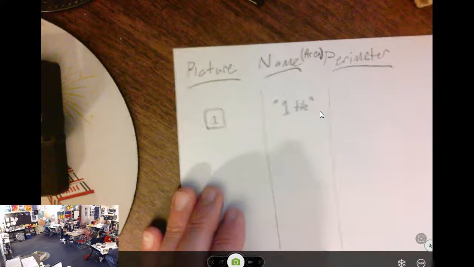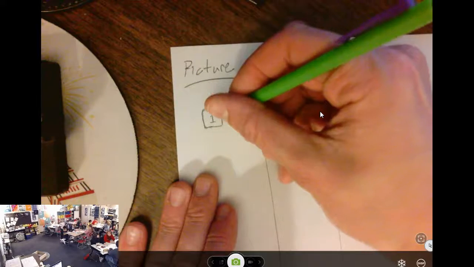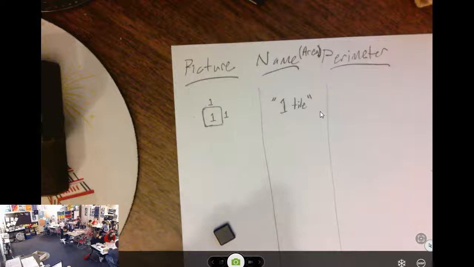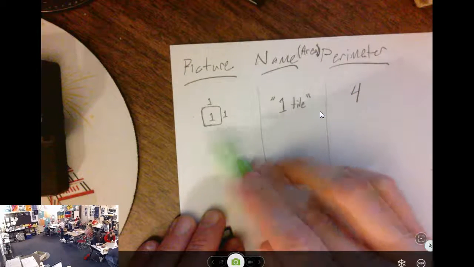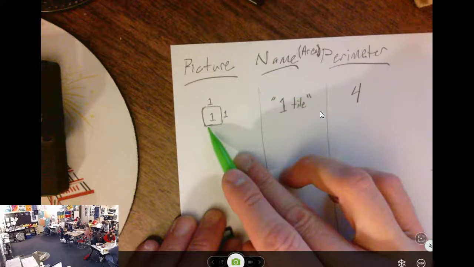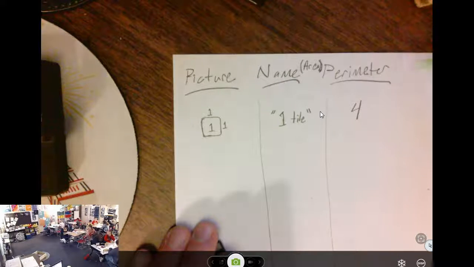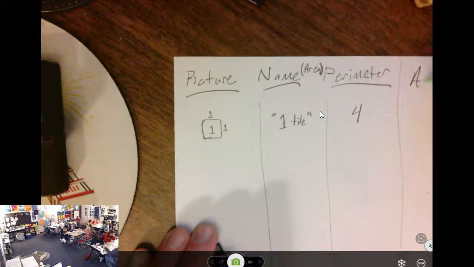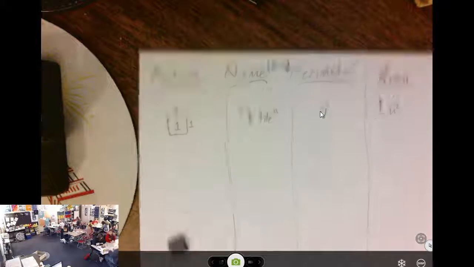Now, the reason it's a 1 tile is its dimensions are 1 by 1, so please label those dimensions on your picture. And then the perimeter of this tile would be what? 4. 1, 1, 1, 1. The perimeter all the way around. The name is the area. So if you want to make another column just to help yourself out, the specific area of this tile is 1 unit squared.